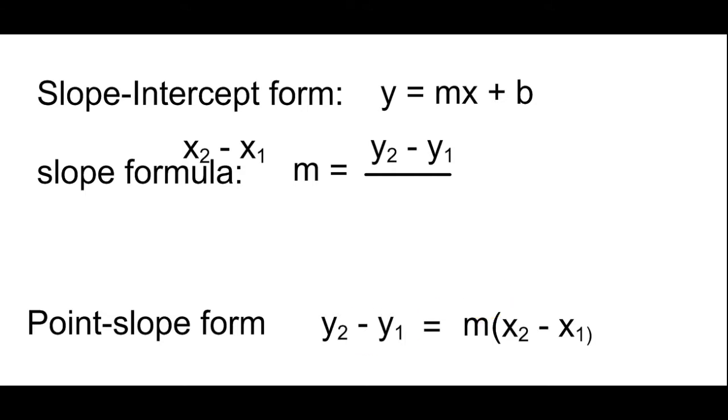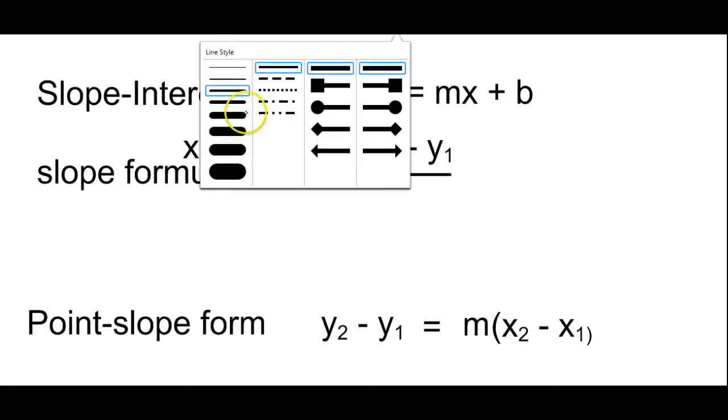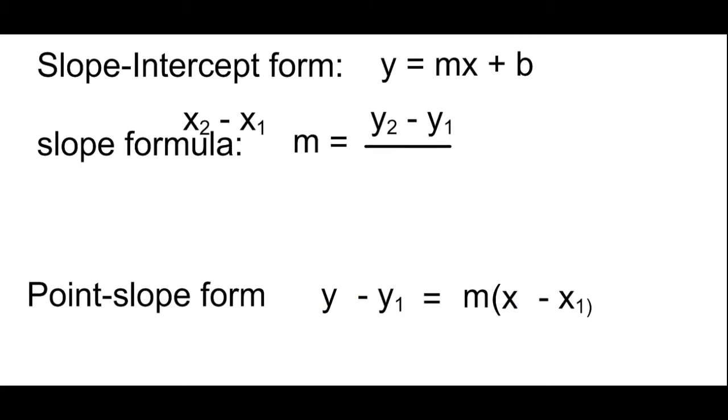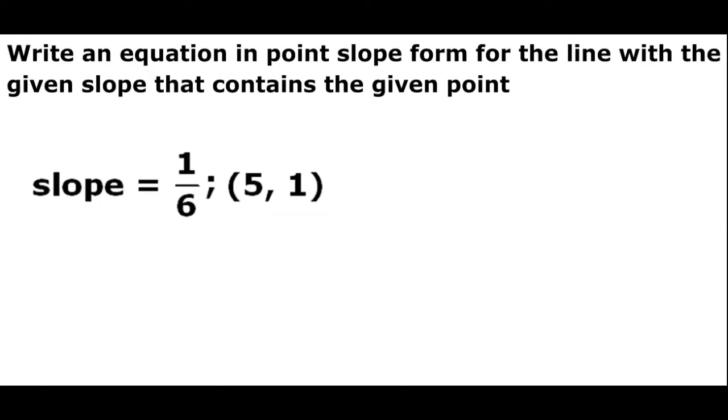Because we don't really need 2 points, we just need 1 point in order to do this, we can actually take the 2 off of here. And this is what the point slope form looks like. I like to consider this one of the best ways to create equations. All right, let me show you how we're going to do this.